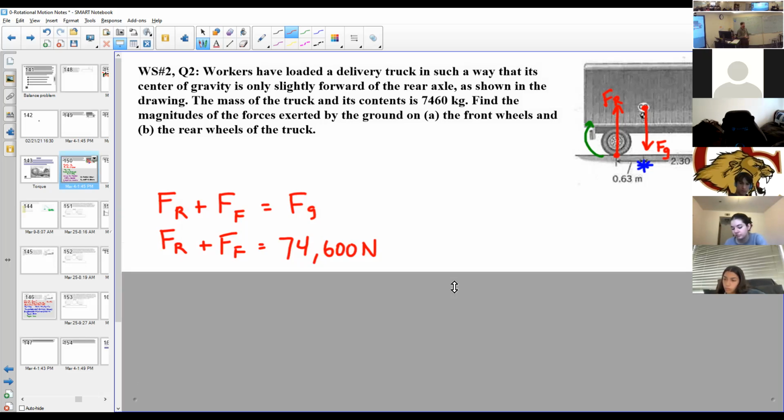And I just used 10 for g in my example here. I used 9.8 on my paper, but I used 10 here. So 74,600 newtons of weight for the truck.